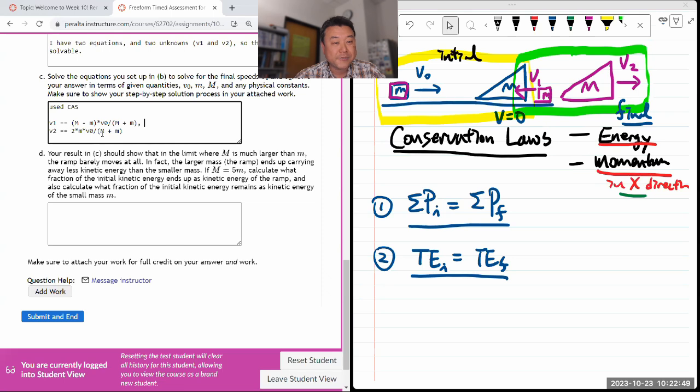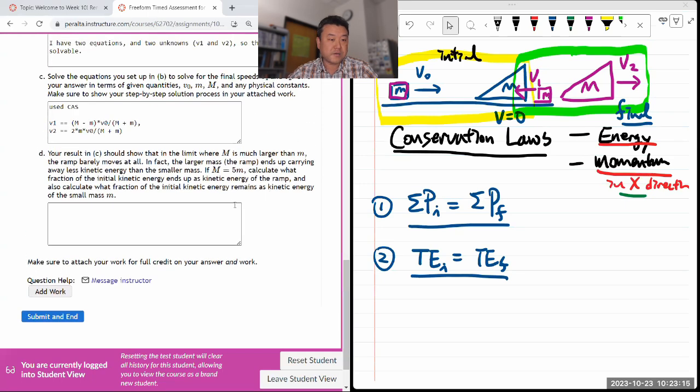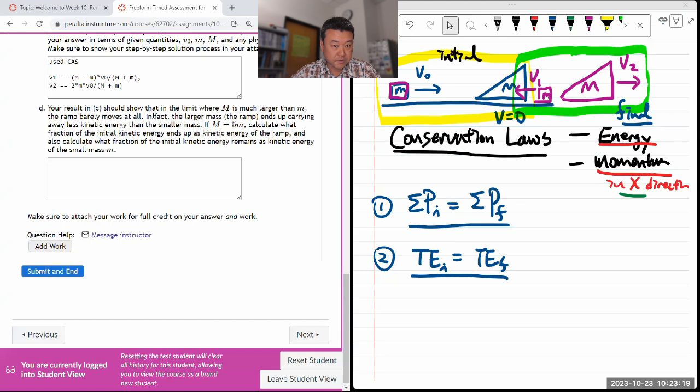I guess the one thing that I will note is that this v1 could potentially be negative. And it would be negative if the small m is actually bigger than big M. So in the case where the ramp is actually lighter than this mass, it wouldn't bounce back. It would keep going in the same direction it was initially going. And if you've seen different elastic collision scenarios, you might have seen that in other scenarios.